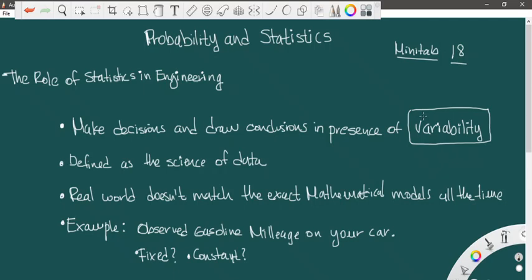And if you don't know how to deal with it, you are going to be in trouble at the time that you are making decisions or drawing conclusions for yourself, for your boss, or for your company. So probability statistics is also defined as the science of data because this data is obtained from experimentation. This data is drawn from real world phenomena. The real world doesn't match the exact mathematical models all the time.